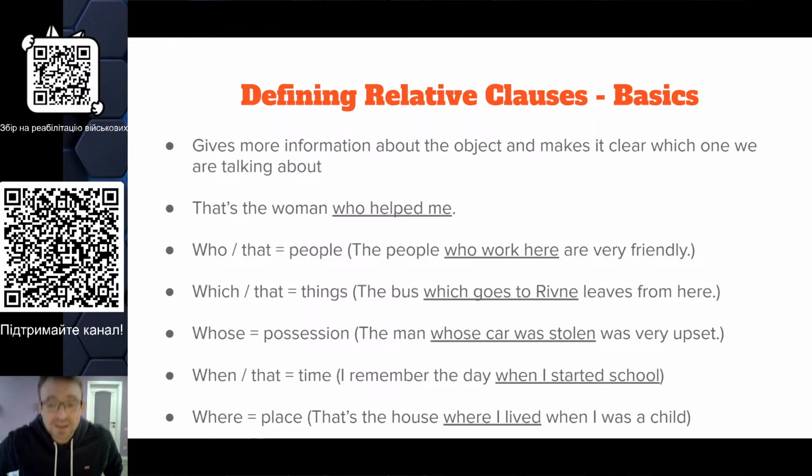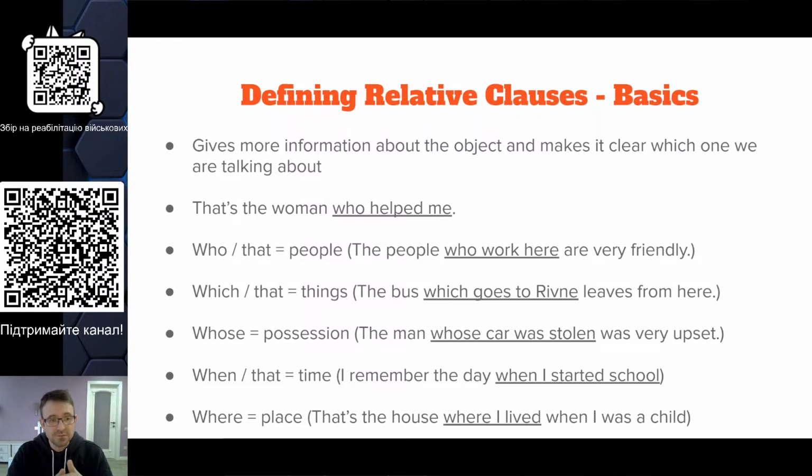And the final relative pronoun that we have here for this set is when we talk about places. And when we talk about places, we usually use the relative pronoun where. So, for example, that's the house where I lived when I was a child. Here, again, we cannot use that as it's written. So, that's the house that I lived when I was a child. That would be a mistake, and we can only use where in this situation.